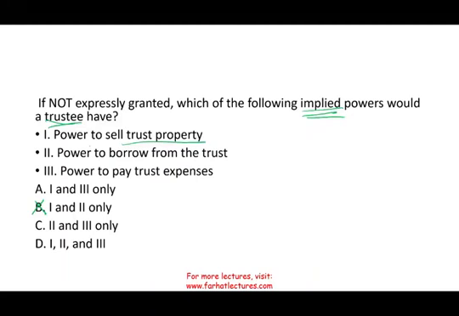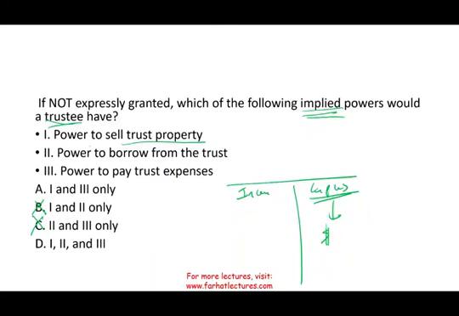So can they sell property? Yes, they can. And remember, we have income and we have corpus. So yes, they can sell it, but they have to keep the money in the corpus. Therefore, they can sell it. So everything with 1 will stay. So C is out because it doesn't have 1. Now we're left between A and B.